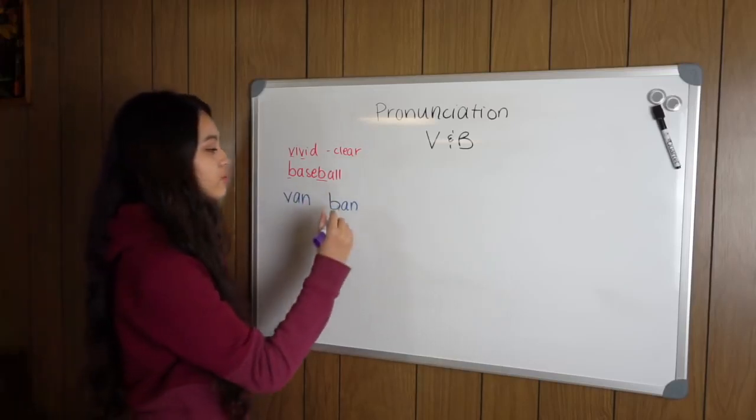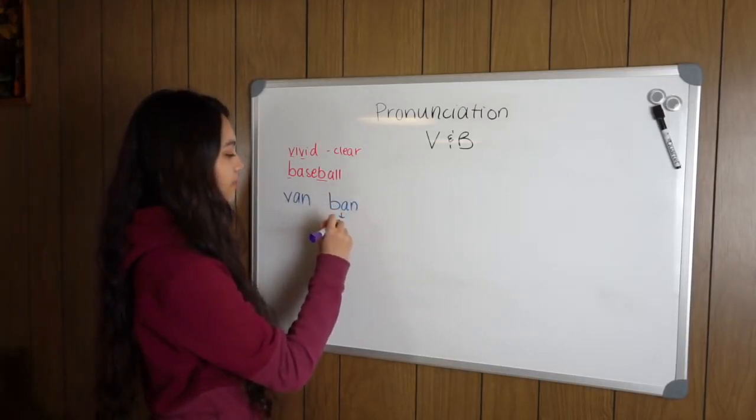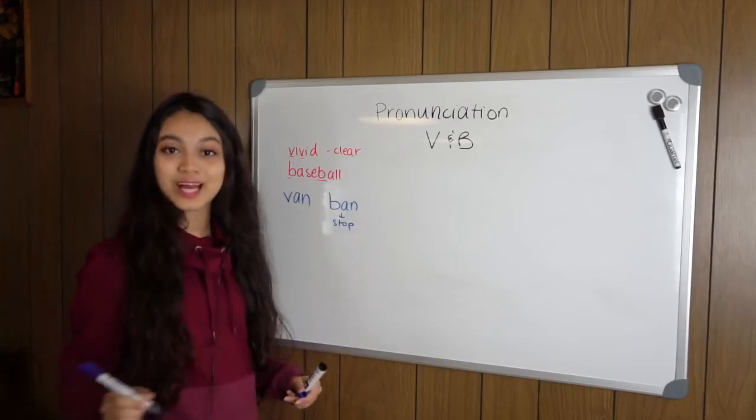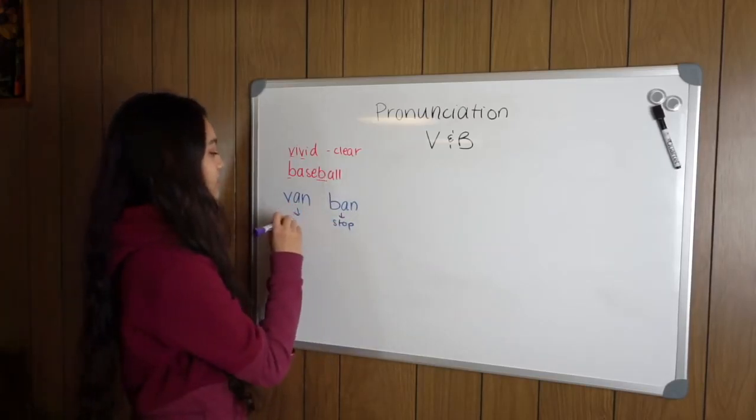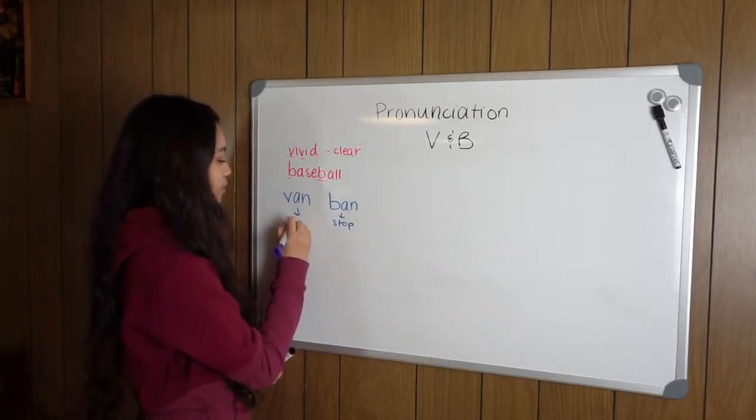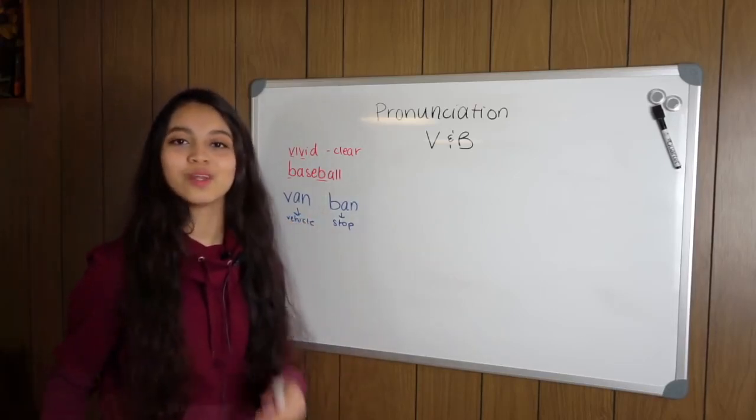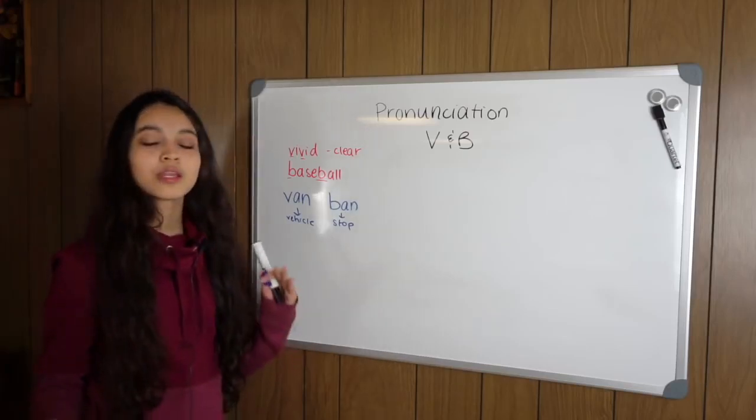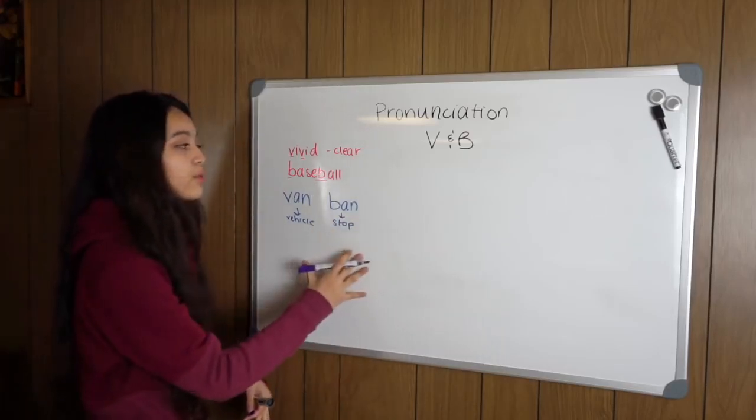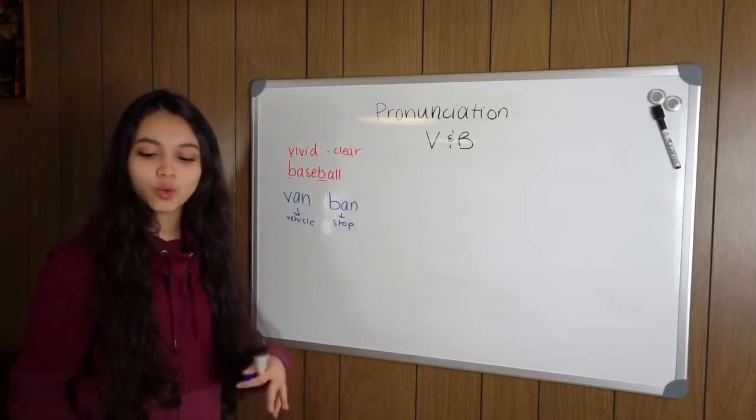To ban means to stop something. Again, we're going to improve our vocabulary today. And a van is just like a vehicle. That's the best definition I have for it. I'm sure that you guys already know what a van is. Now, we're going to go through lots of examples like these throughout this whole video.